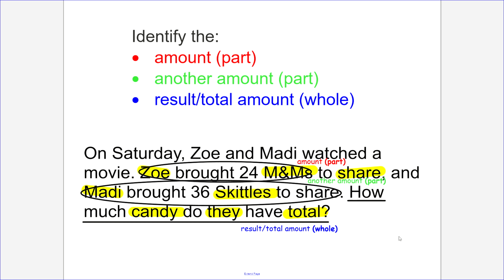We're going to look at another problem and carefully read and understand it. Remember, right now we're focusing on that first step of the problem-solving process, reading and understanding put-together problems.